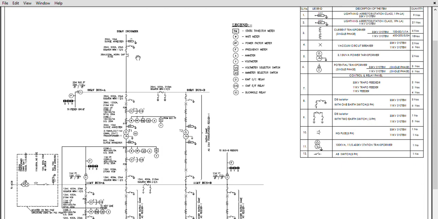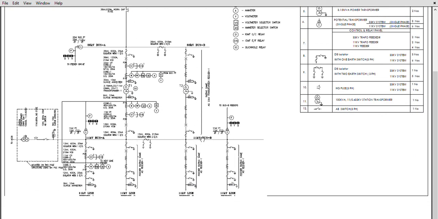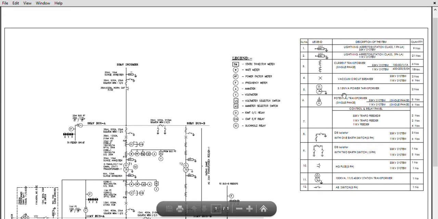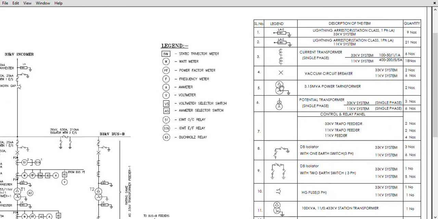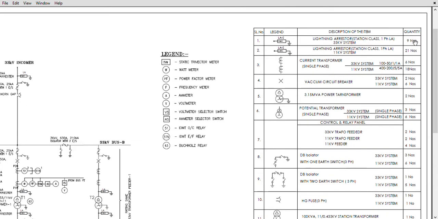How many bays? On 33 kV there are 3 bays. On 11 kV there are 6 bays. And what is the quantity of the equipment? Now we are going to see here. See, on the top right side we will be preparing a tabular column for the BOQ purpose. So here we have a serial number, legend, description of the item and quantity. Here in the description of the item, we will be mentioning, for example, lightning arrestor, 33 kV system, and quantity 9 numbers.